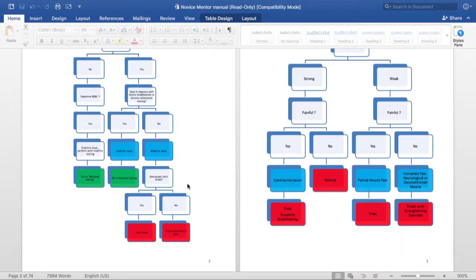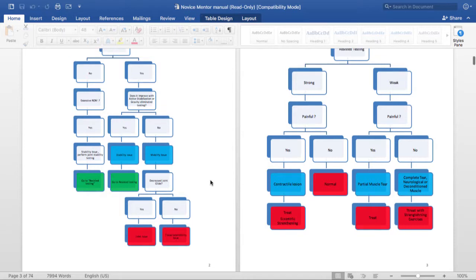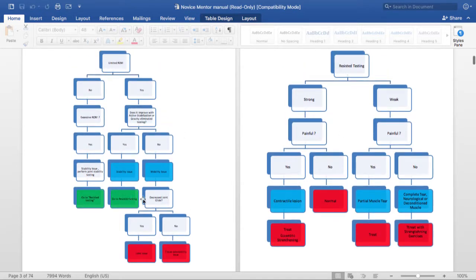Then we say, how do we know if it's a muscle problem or a joint problem? We check: is there a decreased glide? If there's a decreased glide, that's more of a joint problem. No decreased glide, then it's more of a myofascial problem. If we went to this point, we get to resisted testing. So we went from here for stability. Let's learn more. Resisted testing.